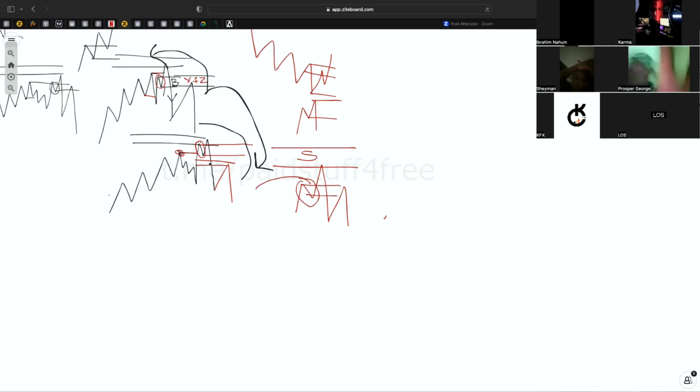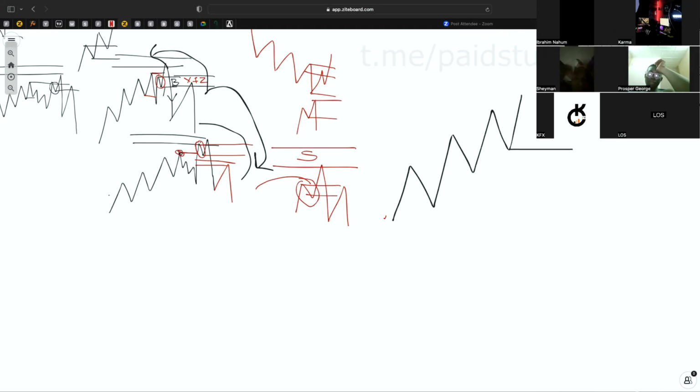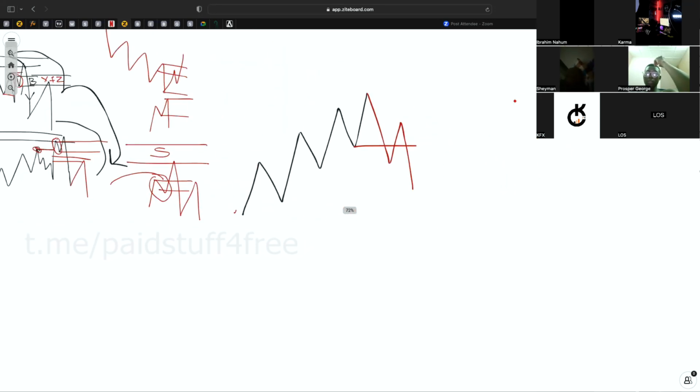Now, using this concept, I want to show you guys something. Let's say we have high, low, high, low, high, low, high. Then the market wants to break structure. Listen attentively, guys. There are two types of break of structure that you would have. You have one like this, A, B, and C. And you have one of this, high, low, high, low, high.